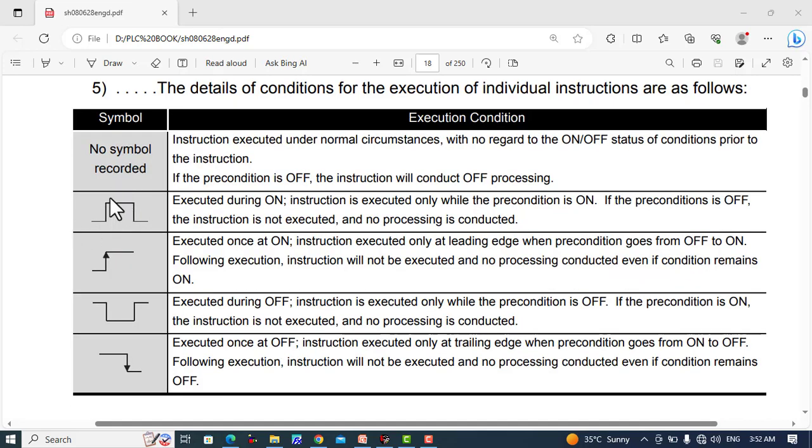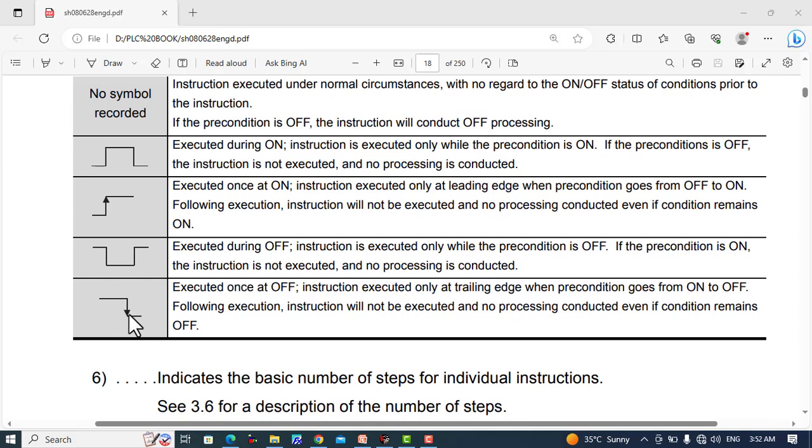This is the on state of a switch. This is the rising edge state. When something turns on at the rising edge of a pulse, it gives a single pulse at the rising edge, not continuous pulses. This is the off state of a switch, and this is the off state of a switch at the falling pulse.